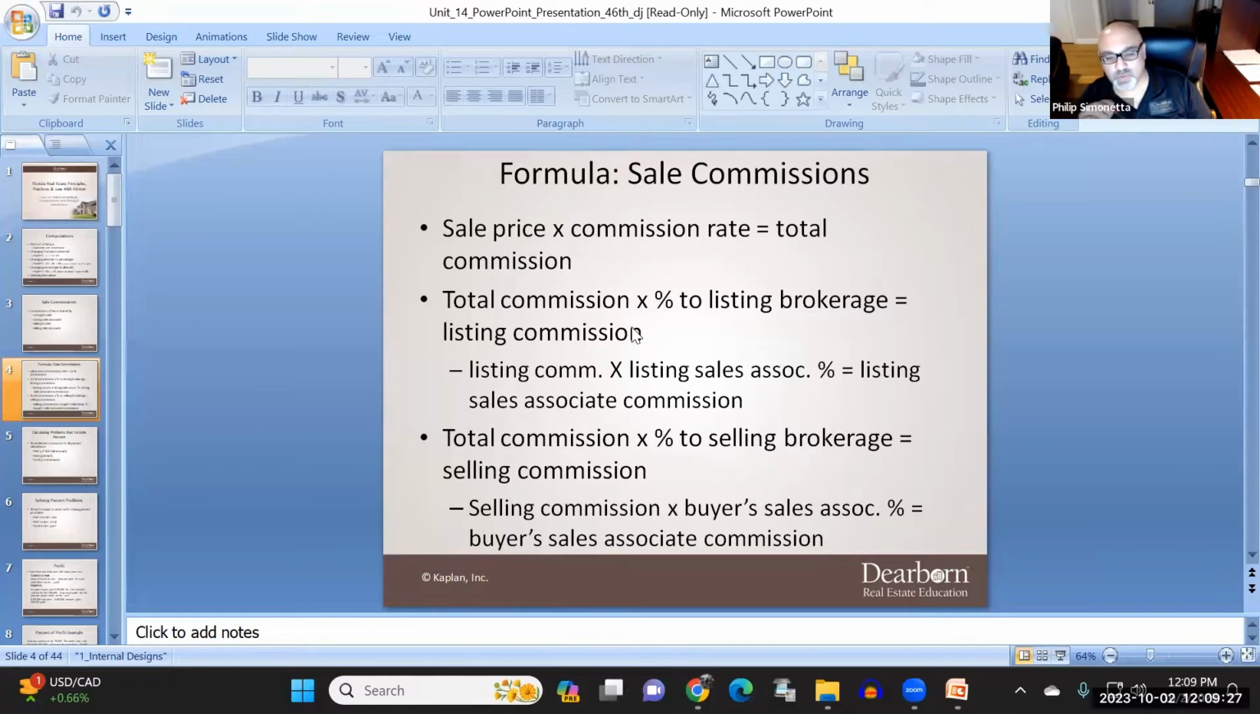Same thing for the total commission to the selling brokerage, that'd be for the buyer. They would have got 3,000. That gets split 50-50, say, and then that'd be 1,500, 1,500. That's a calculation for sales commission. You can see that on the test. They may tell you the list price was this, the sale price was this, what was the commission? The commission goes off the sale price, not the list price. It doesn't matter what the list price was. It's what the sale price was, right? That's how they kind of get tricky on that one.